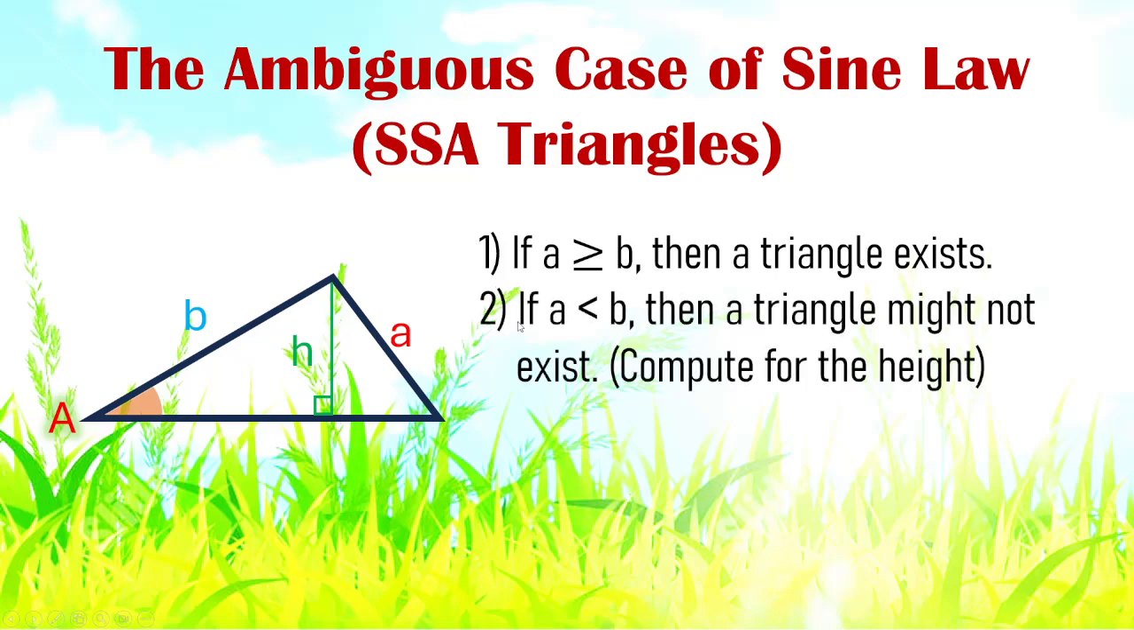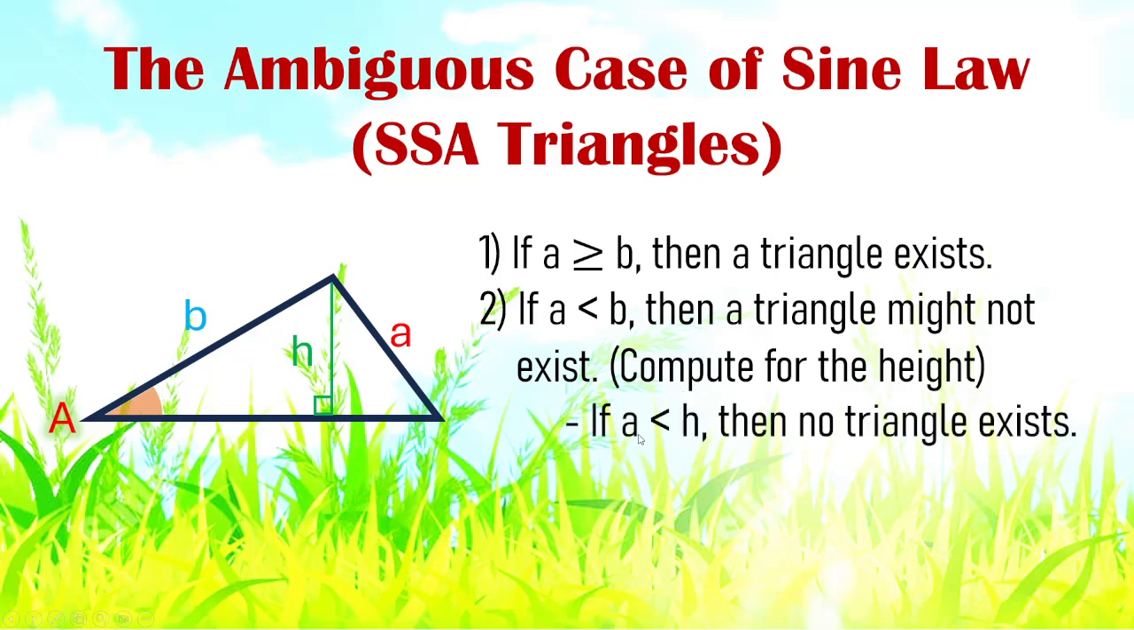Now, this is the ambiguous case. The ambiguous case exists if the opposite is less than the adjacent. For this, we need to compute the height, which is very easy to compute with our calculator. If we find out that the opposite is less than the height, automatically there's no triangle, we don't need to solve. We just conclude that there's no triangle, but you must show your computation for the height and the comparison of the opposite and the height as support of your claim that there is really no triangle.